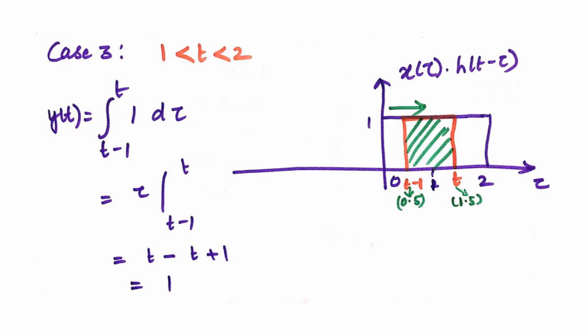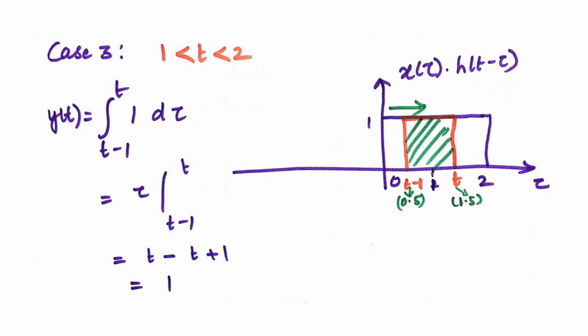If t is between 1 to 2, I've given a value, say 1.5. The width of the pulse is 1, and that will not change. The other edge will be at 1.5 minus 1, which is 0.5. So the other edge falls between 0 to 1, and that is the reason t minus 1 comes here. You can interpret better when you give some numerical value, and then you can comprehend where the rectangular pulse will actually fall.